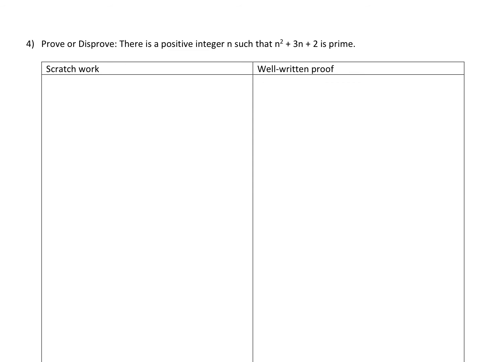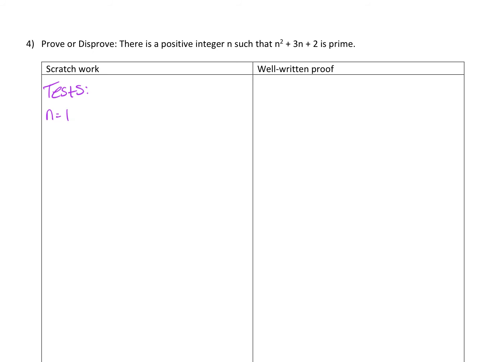Another example: prove or disprove that there is a positive integer n such that n squared plus 3n plus 2 is prime. Because it's a prove or disprove, we should start by testing with a few numbers, to convince ourselves: do we think it's true or not true? Which one should we go for, prove or disprove? So I'll choose some n's. I'm going to do some tests.